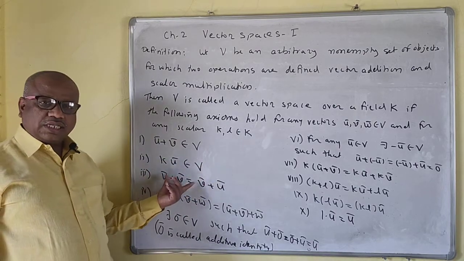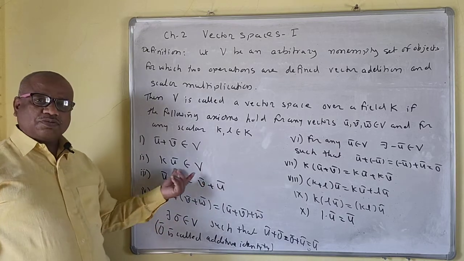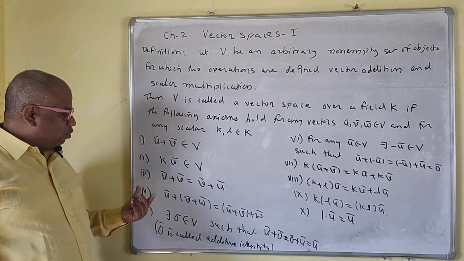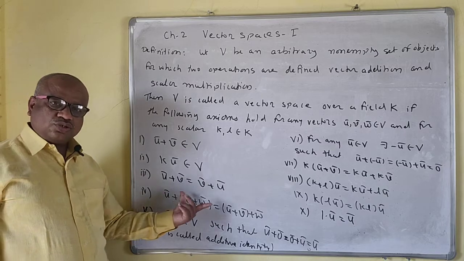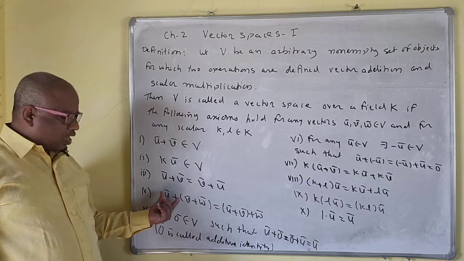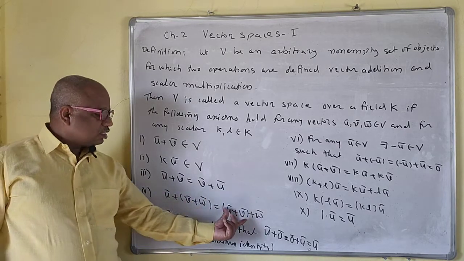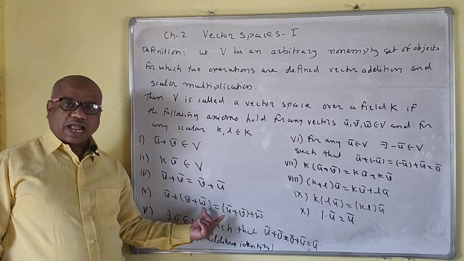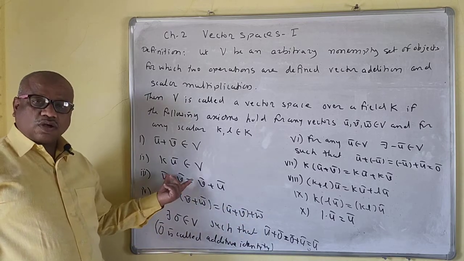Addition is commutative. That means u bar plus v bar must be the same as v bar plus u bar. Addition should be associative. So (u bar plus v bar) plus w bar is the same as u bar plus (v bar plus w bar). That means addition is associative and addition is commutative.